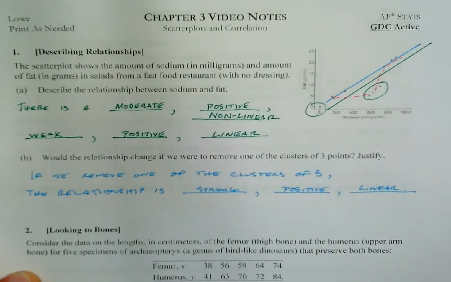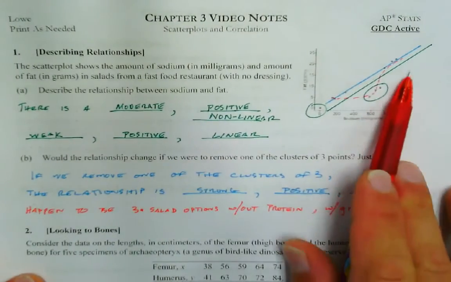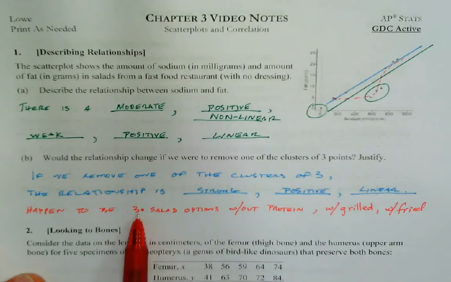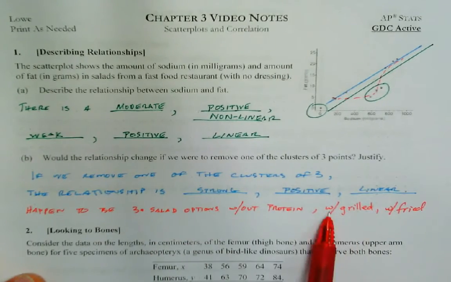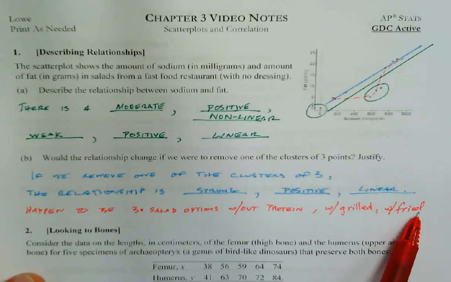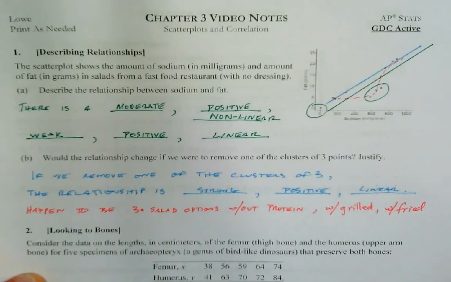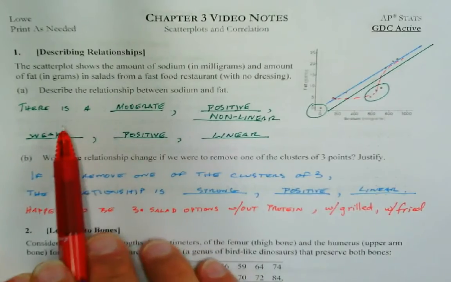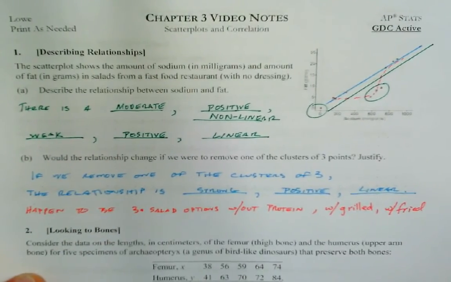Okay, that's a very important concept. Now, you might be surprised to find out that these clusters of 3 happen to be these 3 salad options. These salad options are either without protein, with grilled protein, or with fried protein. This scatter plot analysis is what this unit is about, and we're going to go into detail. How to decide what is weak, moderate, or strong, we're going to discuss in some later videos.